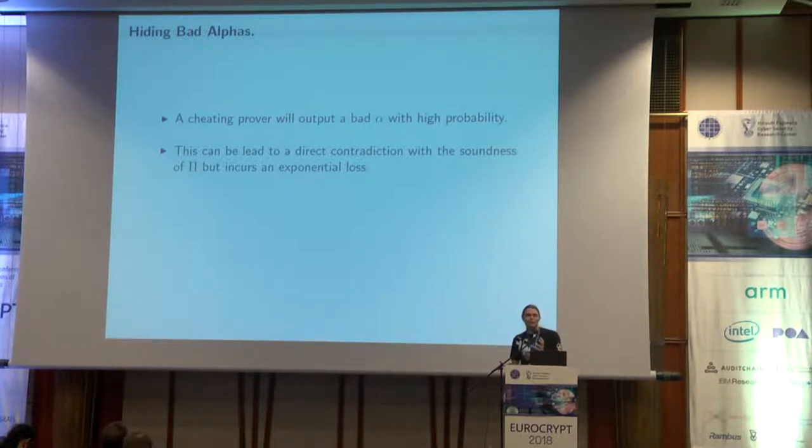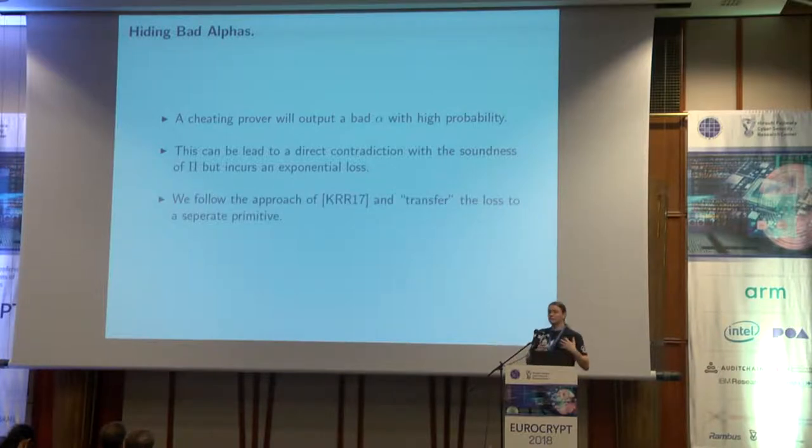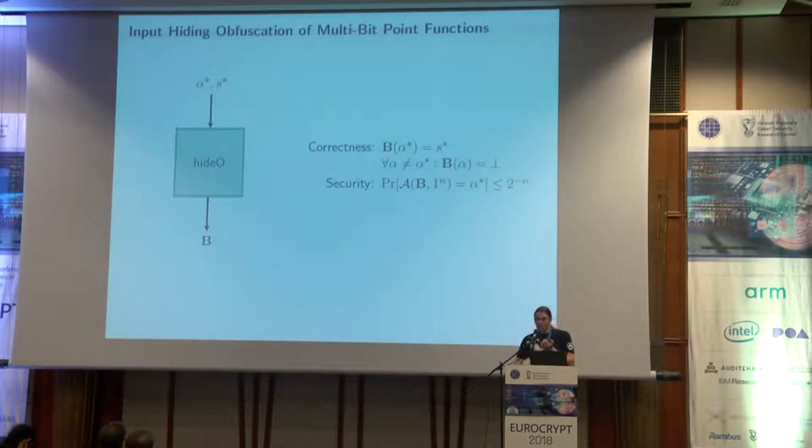So instead, we follow the same path that Kalai et al. did, and we transfer the loss to a separate primitive. And this separate primitive is what I mentioned before, input hiding obfuscation for multi-bit point functions. So what is that? That is an obfuscator that gets as input a point function described by the point and the output on that point, and it outputs an obfuscated circuit, and you want that it's correct, meaning on the point it outputs the output, and on all other points it just outputs bot.